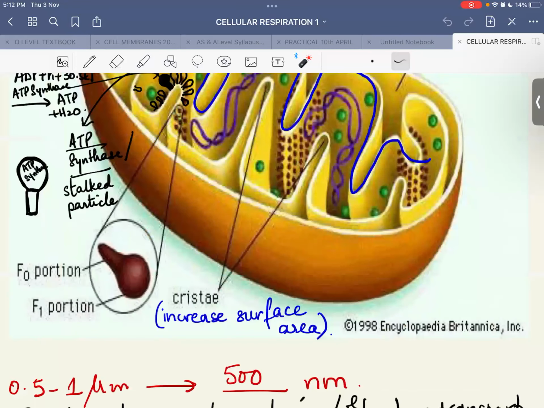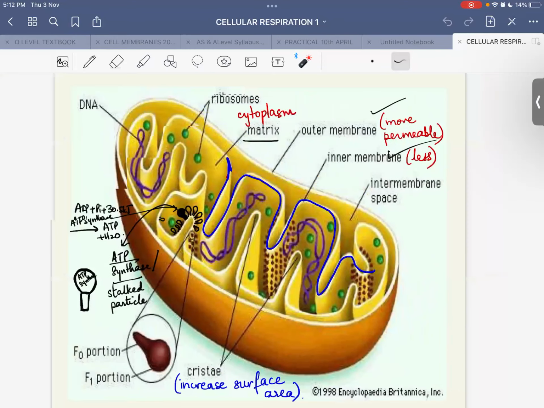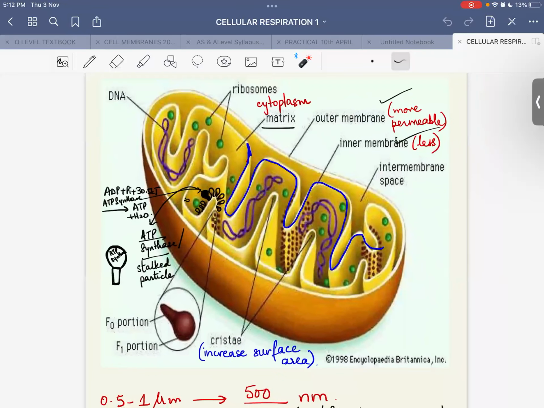Can you see it? Singular is crista. So basically these are nothing but folds of the inner membrane of the mitochondrion. Now, wherever you see such folded structures, you know what the purpose is: to increase the surface area.